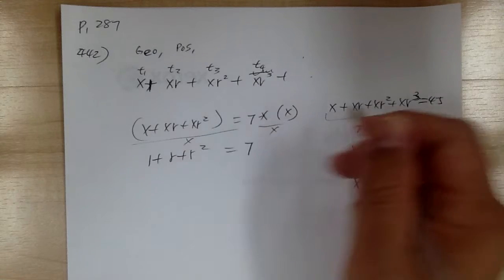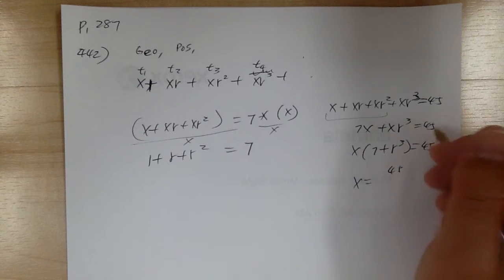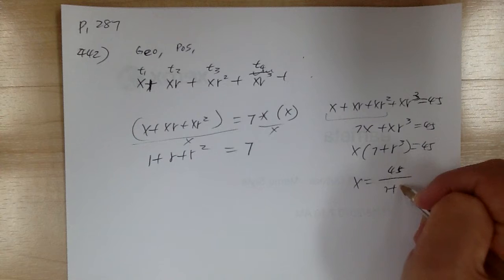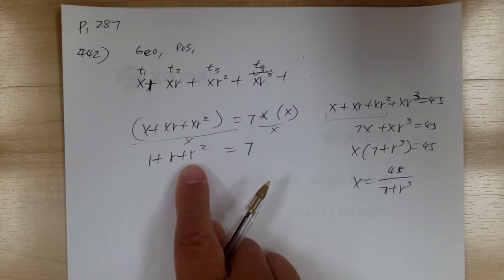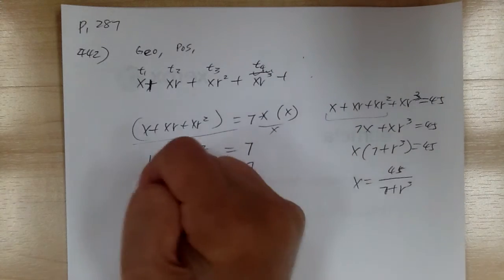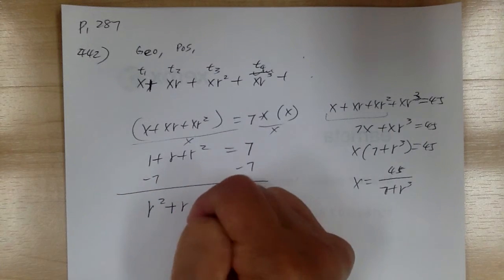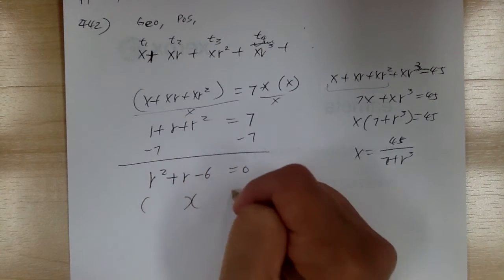So we got two equations, so we can solve, right? So x equals 45 divided by 7 plus r cubed. Well, the first one has only one variable, so we actually can solve for r. Let's go back a bit and solve for r. So minus 7 on both sides. So we get r squared plus r minus 6 equal to 0. Okay, and let's go and do the factoring.